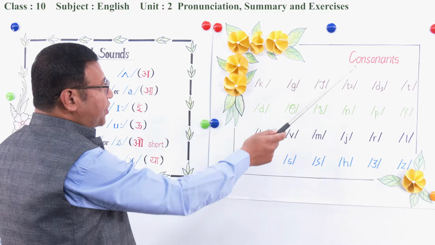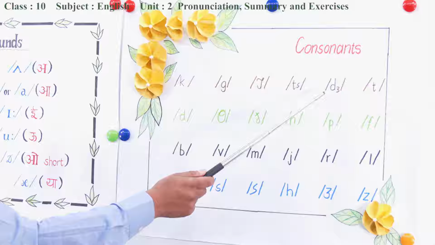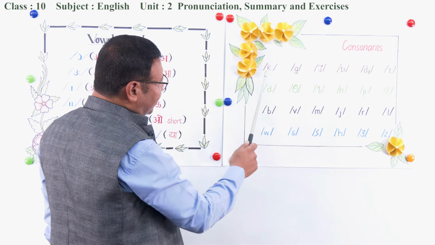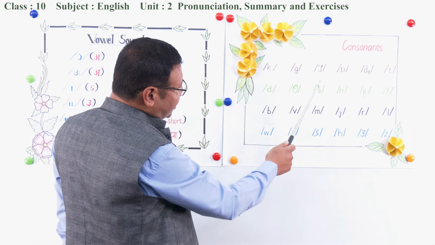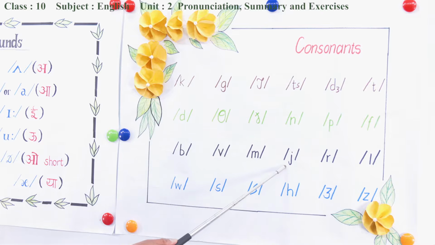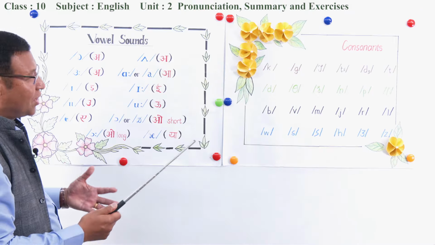So consonants, there are 24 consonant sounds in English, right? They are k, g, ng, ch, d, t, th, n, p, f, b, m, y, r, l, s, h, j. What you have to understand is that most are the same, like k, g, but some are different. This is the ng sound, and this is the th sound. This is the y sound, it's not j, it's the y sound. This is the j sound, this is the ch sound. You have to remember this, okay.